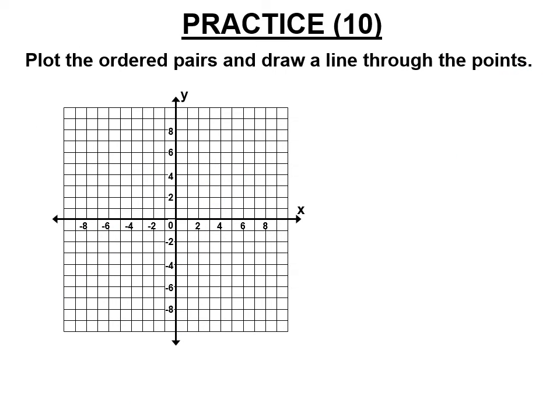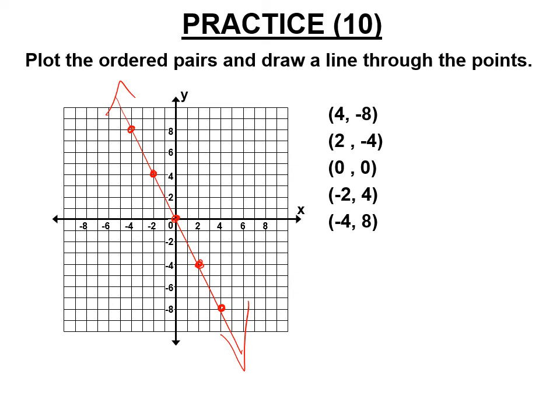So let's practice. Plot the ordered pairs and draw a line through the points. So we have (4, -8), (2, -4), (0, 0), (-2, 4), and (-4, 8), right? What's nice about this lesson is they should come out in a straight line. This time it says draw a line through the points, so we're going to do that. Those are 5 points along the line, but how many total? There are an infinite amount of points, but I had you draw those 5.